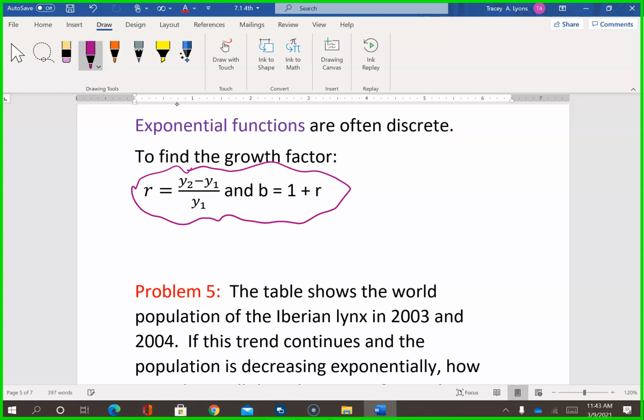Sometimes they give you numbers that don't really give you what that R is. So the last one they gave us an R was 5%, and that was really super easy to just change to 0.05. But what do you do if they don't give you that R? You have to have numbers that can give you that R value. So we will do an example like that as well.